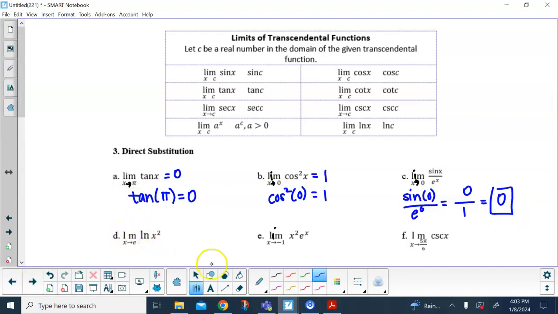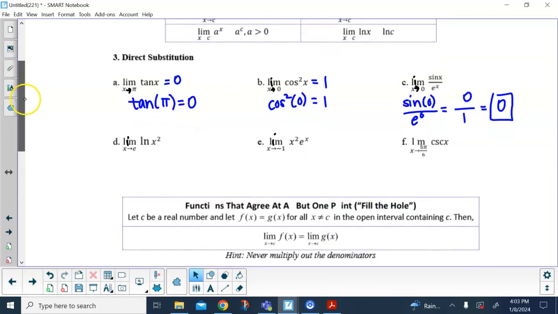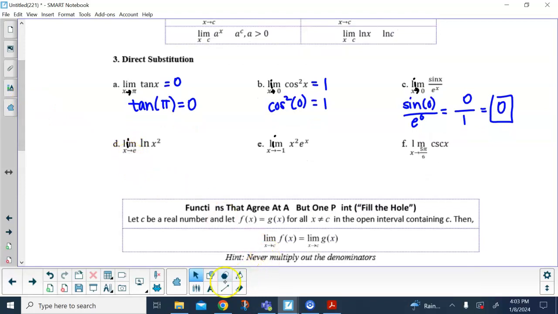Your natural logs, we do have to remember our natural log rules. If you don't remember these rules, you might want to look back at some of them. Whenever you have the limit as x approaches e for the natural log of x squared, that would end up giving you the natural log of e raised to the second power. Well, the natural log and the e cancel each other out, it just goes to 1. And then if you remember your rules, the power of 2 comes down. And so the natural log of e squared is just going to end up being 2, okay?